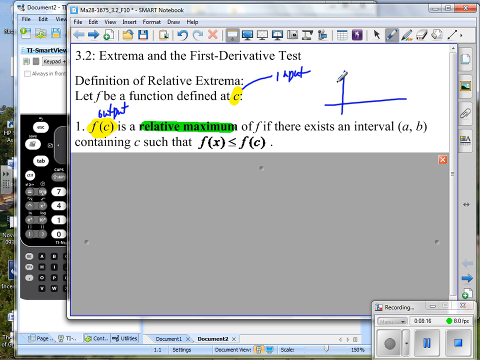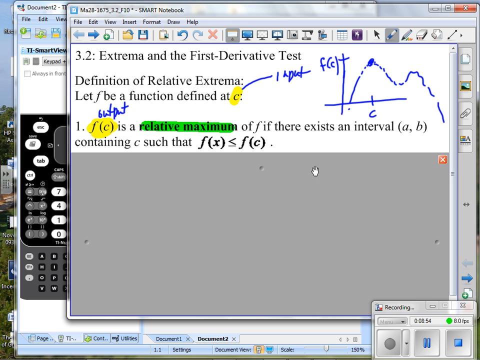on this function, if this is C and this is the point up here, f of C, and all the other inputs of this function are less than f of C, so they're down here, then what's that make C? F of C, the point up here, and the output value would be a relative maximum output value of the function. That's what it's saying.